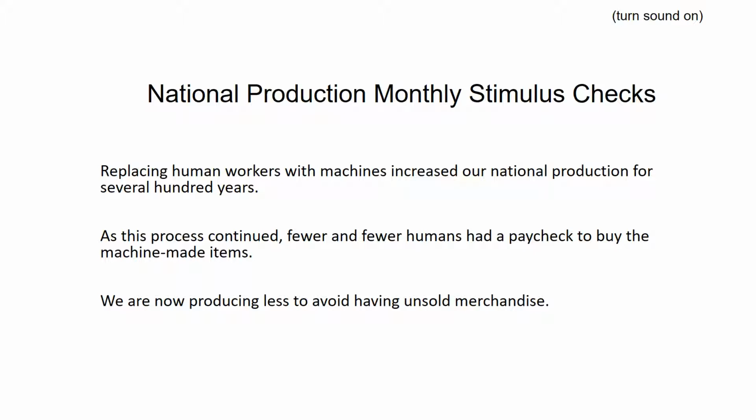National production monthly stimulus checks. Replacing human workers with machines increased our national production for several hundred years. As this process continued, fewer and fewer humans had a paycheck to buy the machine-made items. We are now producing less to avoid having unsold merchandise.